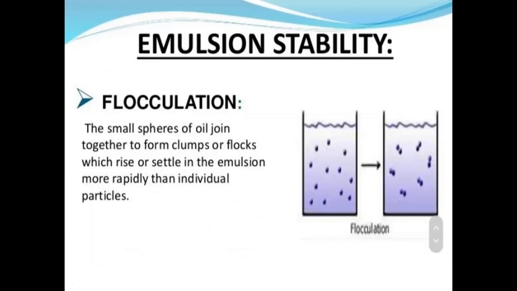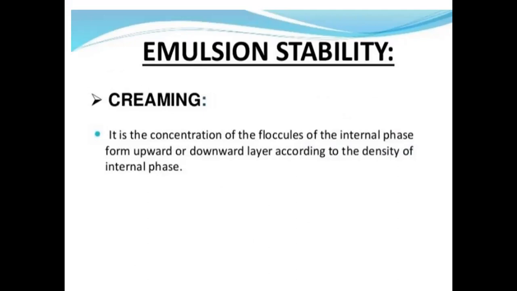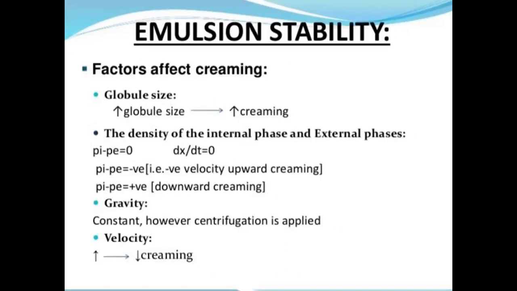If it is more viscous, then it easily leads to creaming, meaning a thick layer easily forms by upward movement. So this is about creaming. If the globule size is larger, then it leads to an increase in the rate of creaming.